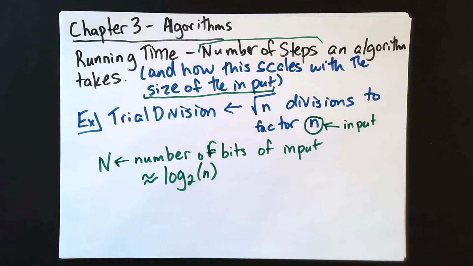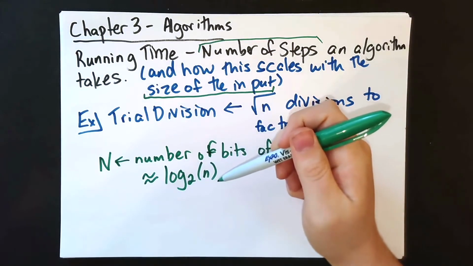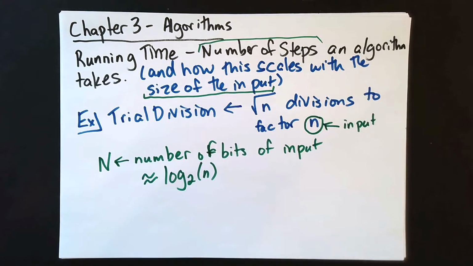Roughly speaking, if you want the number of digits in a number, you take the log base 10 of it. If you want the number of bits in a number, you take the log base 2 of it. Of course, this number is not an integer, so it's going to be a little bit off, plus or minus 1. You can figure out exactly what it is in terms of ceilings and floors if you want, but we're going to be doing lots of rounding here anyway, so I'm going to just deal with log base 2 of n.